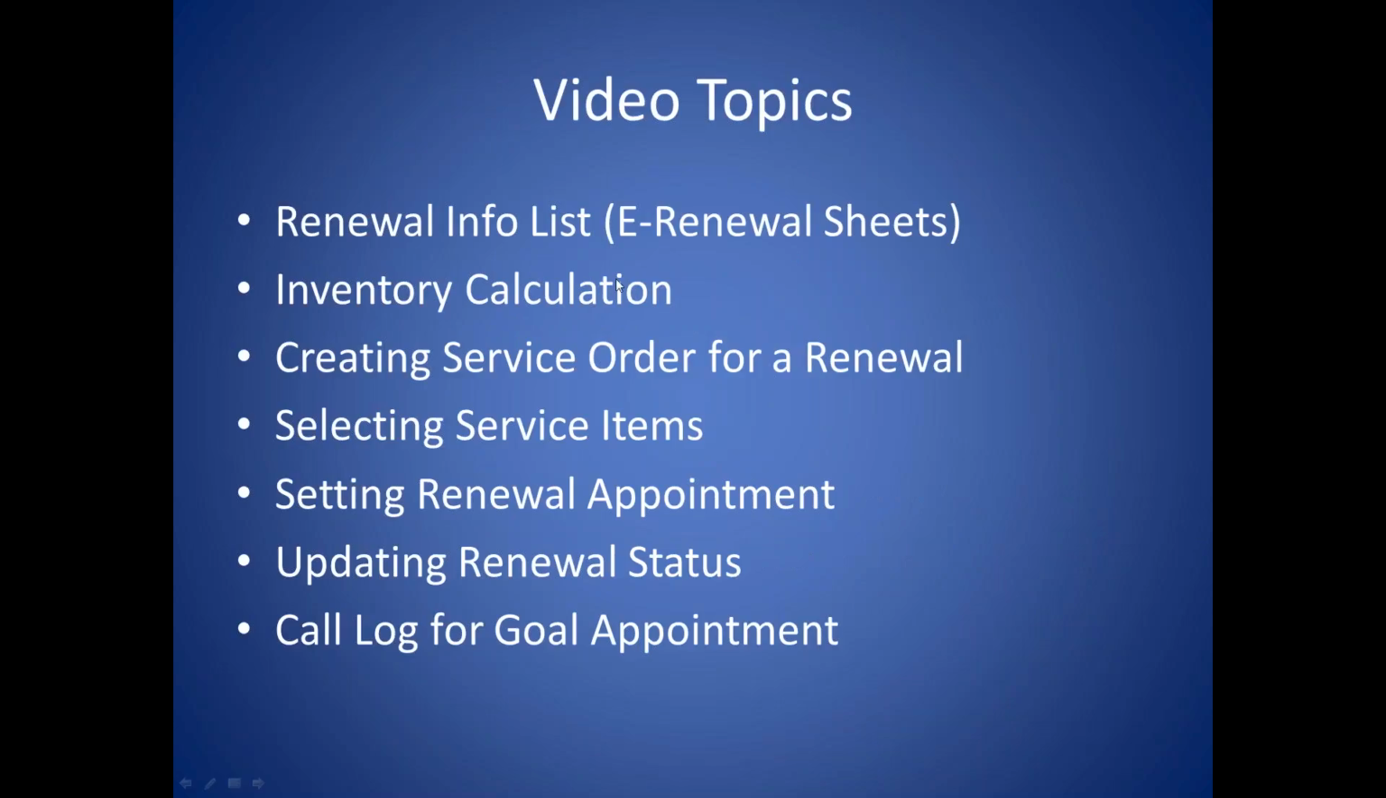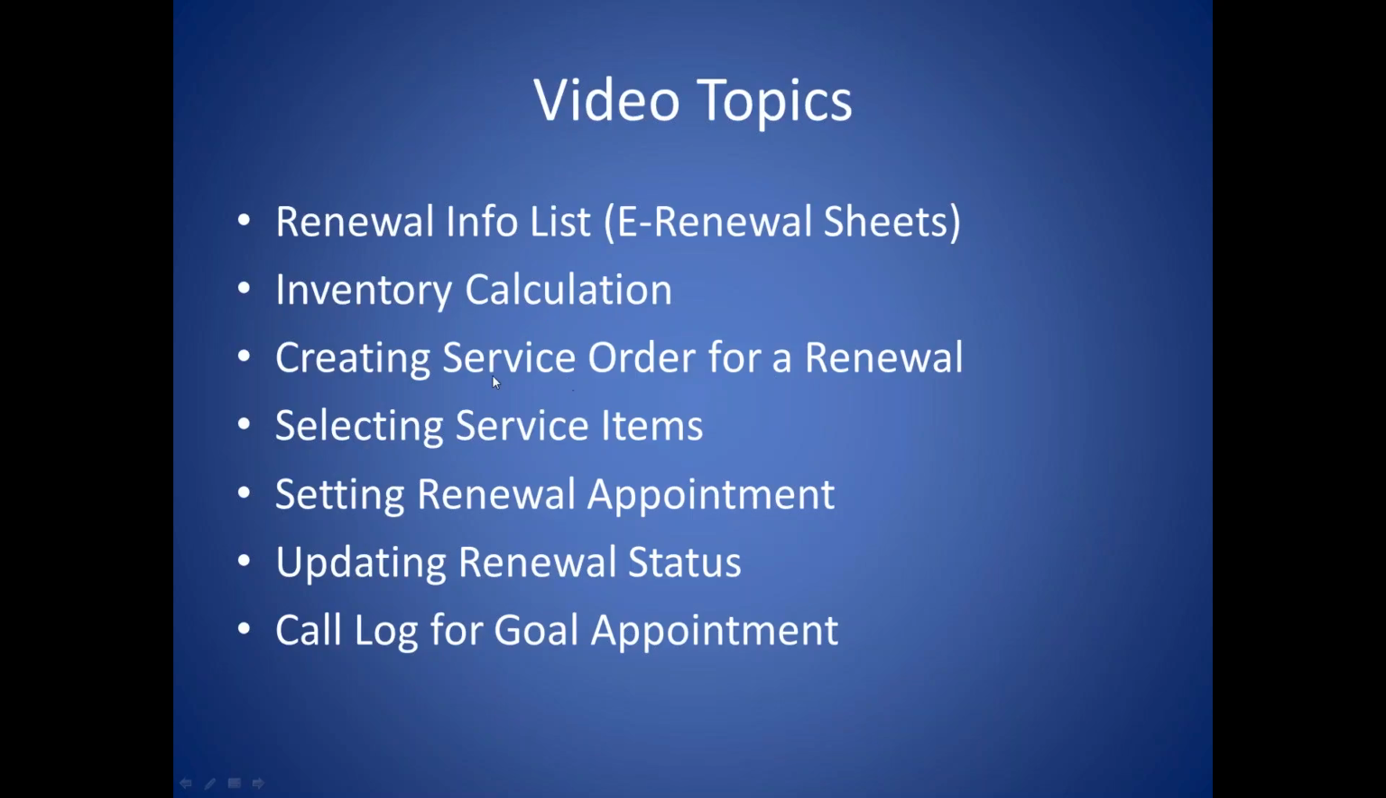This is the topics we're going to cover. We're going to cover the renewal info list, which is really what I call the electronic renewal sheets. And then from there, we're going to take a look at those, see how they work, and then take a look at the inventory calculation, how we do that, and how now it's automatic instead of manual, which is going to save a lot of time.